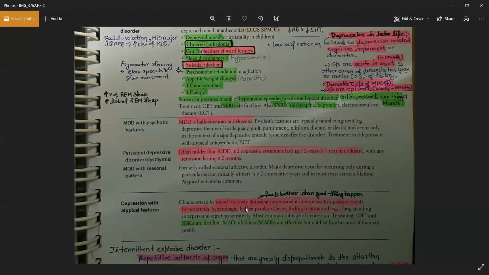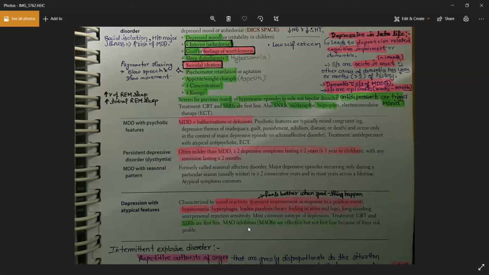So Step 1 can ask you about this, that in order to diagnose a patient with depression with atypical features, what other symptoms must be present? Or please note that for the treatment of depression with atypical features, you must use the SSRIs or the MAO inhibitors. Okay, you can sometimes even avoid the SSRIs and directly start the MAO.